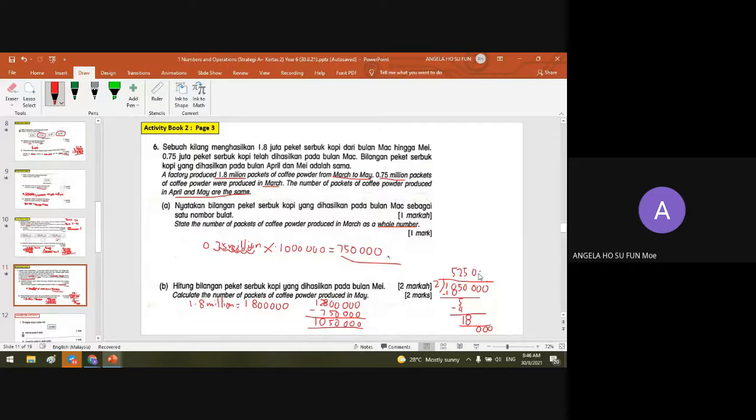So add 3 0 at the back. So your answer is 525,000. Yes, you are correct. Okay. So we have already checked all your answers from page 1 to page 3.